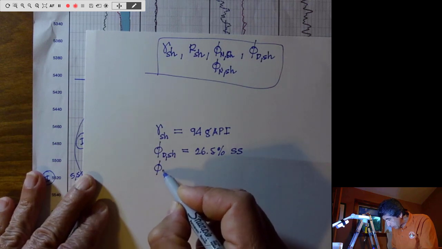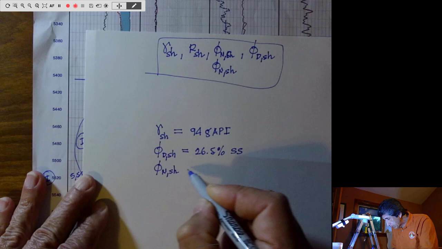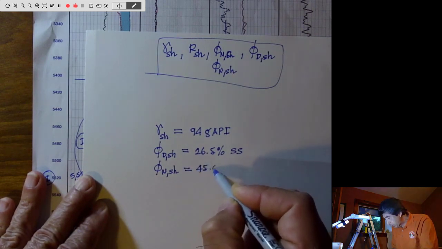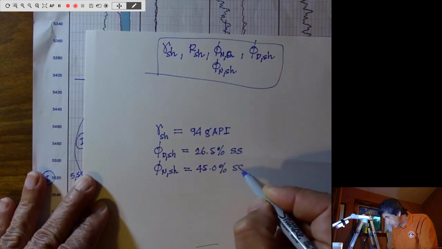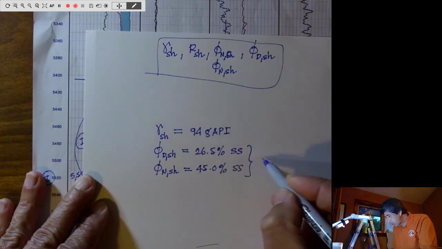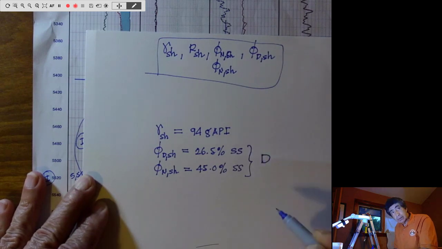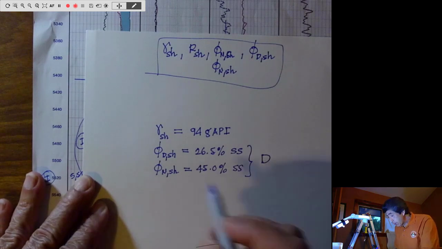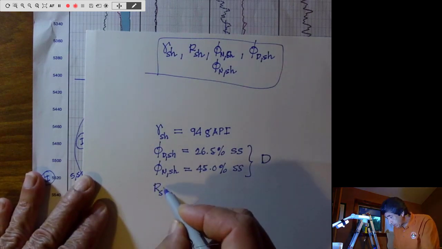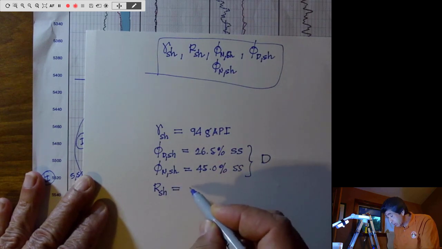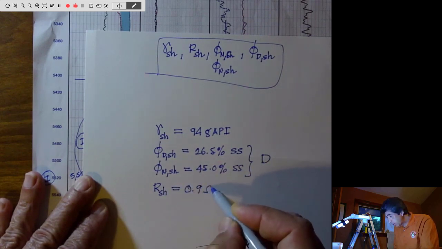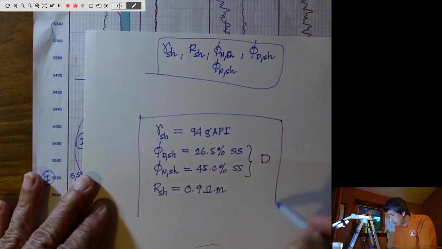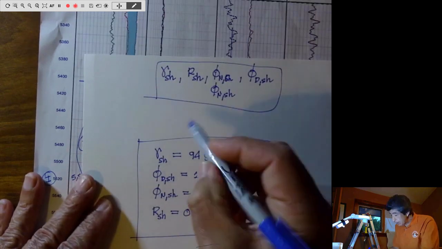So that's an important matrix choice. And now we go and read the neutron log at that sequence, and that's going to be 45.0% sandstone porosity units. The difference between these two is what I usually call the capital D. That's the difference between those two. And the other thing that we read is the electrical resistivity of the shale, and that electrical resistivity of the shale is 0.9 ohm-meters. This is important that you get familiar with these parameters. These are going to be the shale readings.